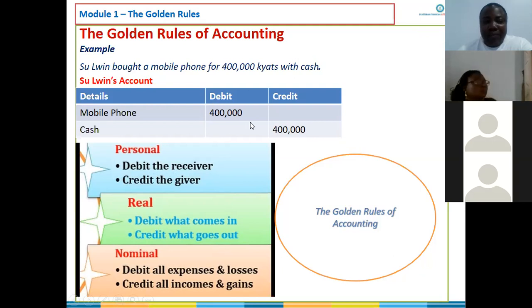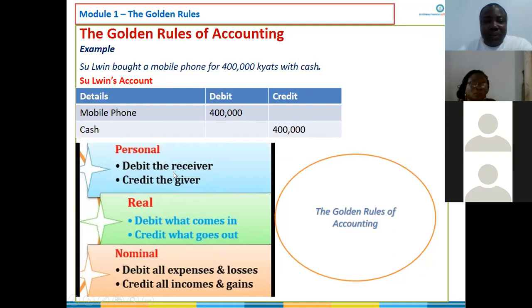Therefore, on the two sides of the account, the mobile phone is debited and the cash is credited. The cash is credited because money is going out, and you have received the mobile phone as an asset. Therefore, it is debited. Are you getting it? Yes. So Lewin bought a mobile phone for 400,000 chats with cash. So the mobile phone has been debited, cash is credited.